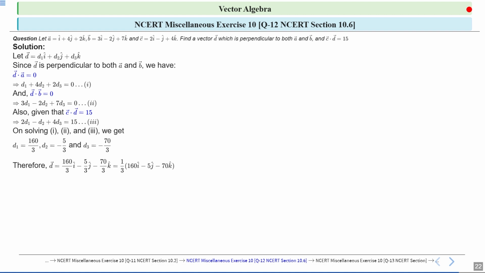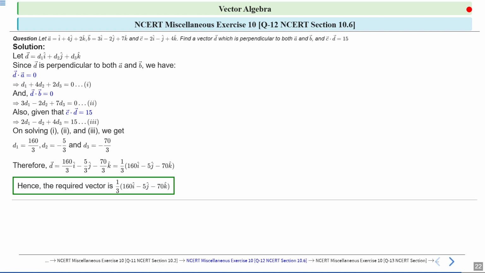And after taking 1 by 3 as common, it will be 1 by 3 times 160 I cap minus 5 J cap minus 70 K cap. Hence, the required vector is basically 1 by 3 into 160 I cap minus 5 J cap minus 70 K cap, right? Okay, so this is the required answer, the D vector, which is perpendicular to both A vector and B vector, and it satisfies C vector dot D vector is equal to 15.